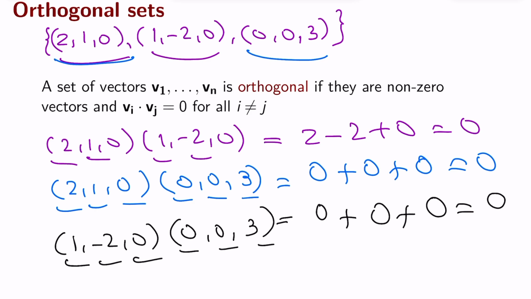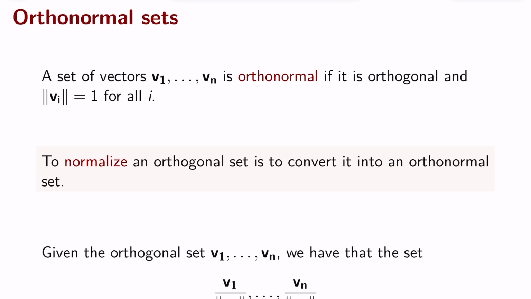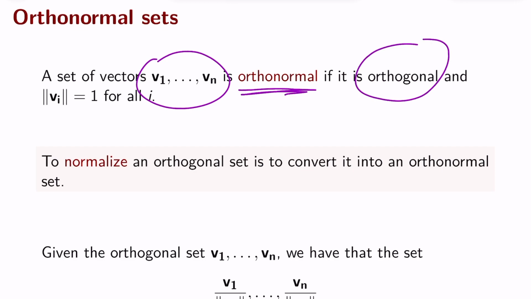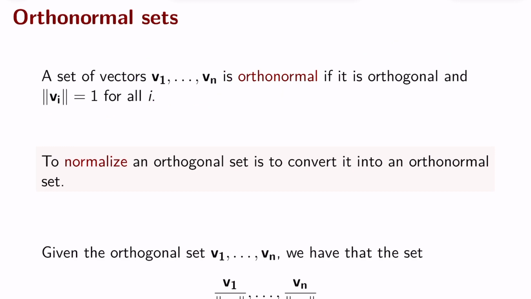So we can see that this set is really an orthogonal set. One further step, we can say that a set of vectors is orthonormal if the set is orthogonal, as we showed before, but also the norm of each of the vectors is 1. So, in order to prove that a set is orthonormal, we need to prove first that it's orthogonal, and then we have to prove that all the norms are 1.